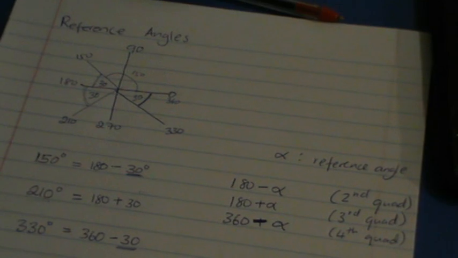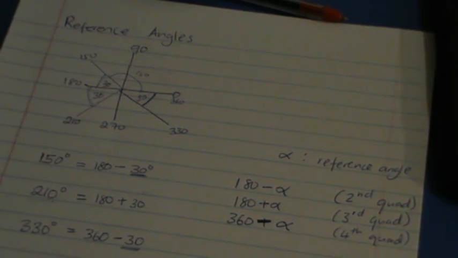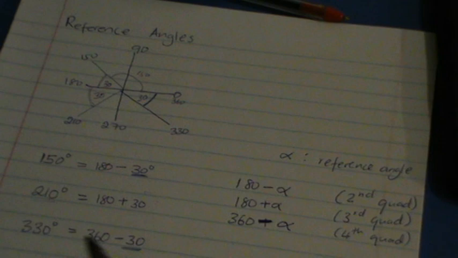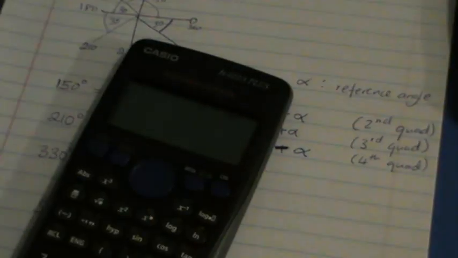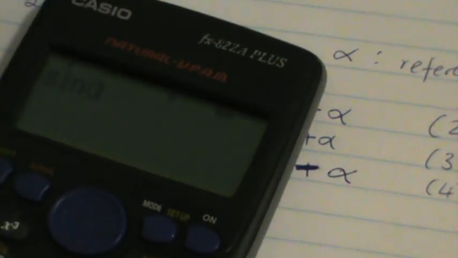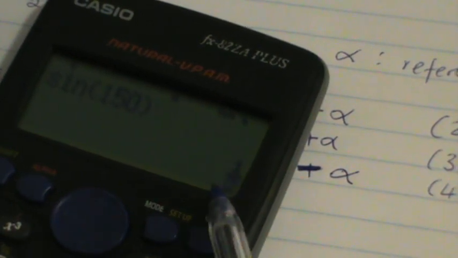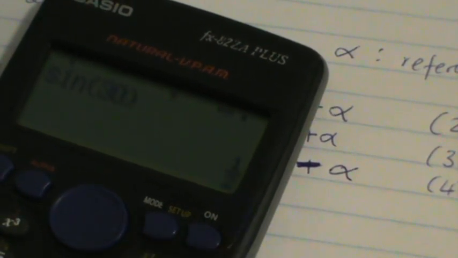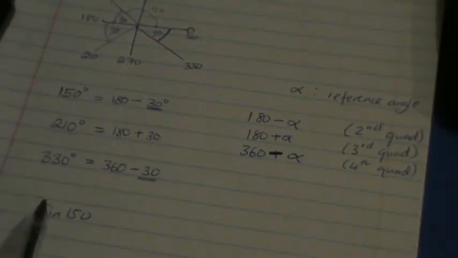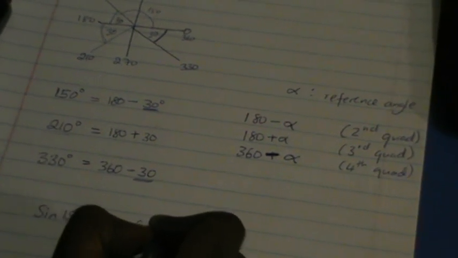Now you might be thinking, why do we need to know about these reference angles? Why are they important? The reason is the trigonometric ratios of these angles and their reference angles are actually equal, except for the sign. So you can take your calculator out, we can check. Let's find out what is sine of 150 degrees. You can see it is half. And sine of 30 is half. So from my calculator, I can see that sine of 150 is equal to sine of 30.